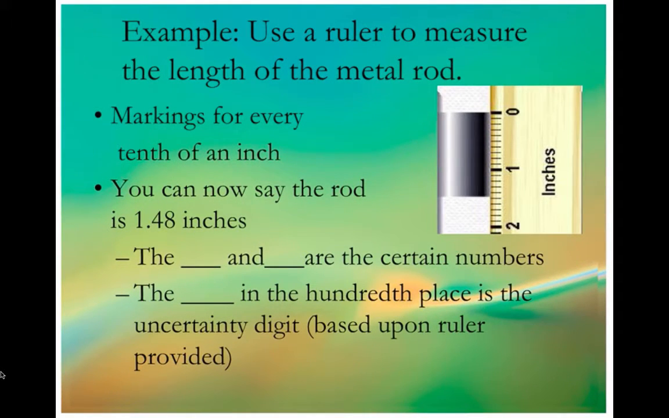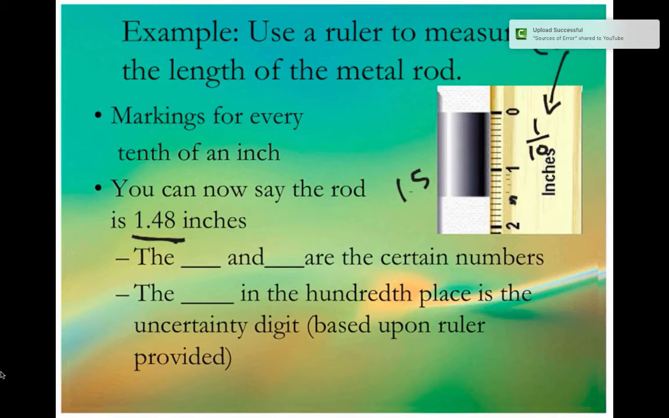Okay, so for example, we're going to use a ruler to measure the length of a metal rod. This ruler has markings in inches. Oh, what a horror. That should be in centimeters, right? But this one's using inches, and we have markings for every tenth of an inch. So we can measure past the one. We have 1, 2, 3, 4 marks past there, but it's not quite to the 5th mark. So we can't say that it is 1.5 inches. It's not quite there. We're going to have to estimate how close it is between the 4th mark and the 5th mark. And I think it's a lot closer to the 5th mark, so we call it 1.48 inches.